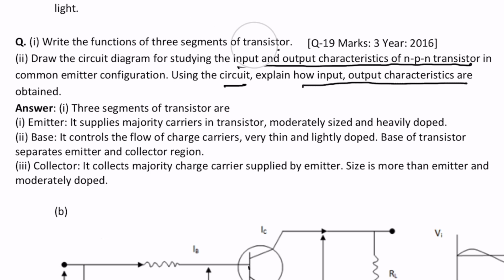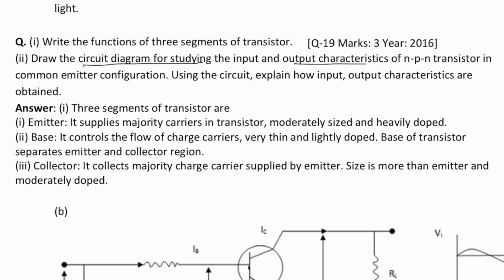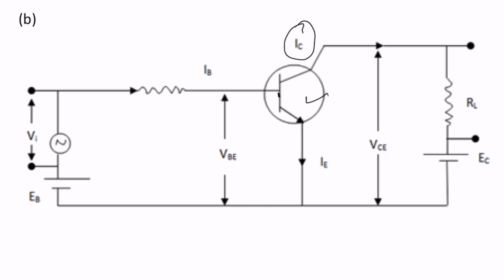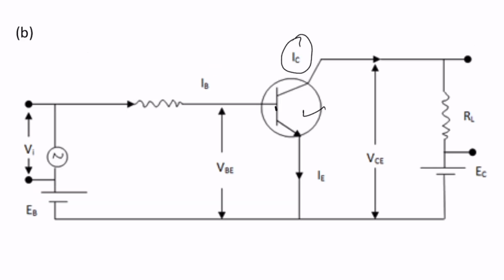The second part of this question says to draw the circuit diagram for studying the input and output characteristics. Okay, so this is the transistor that we have taken here, correct? IC means collector current, correct? IE is the emitter current, okay? The voltage between the collector and emitter, this is VCE, the voltage across the collector and emitter. VBE is the voltage applied between the base and the emitter. So this is the input voltage applied.